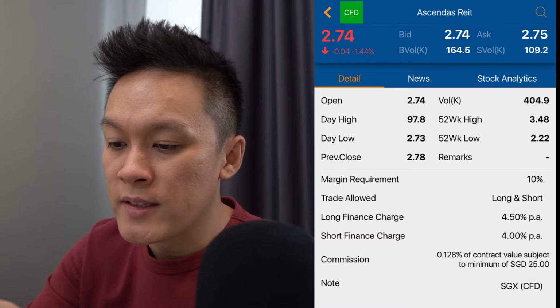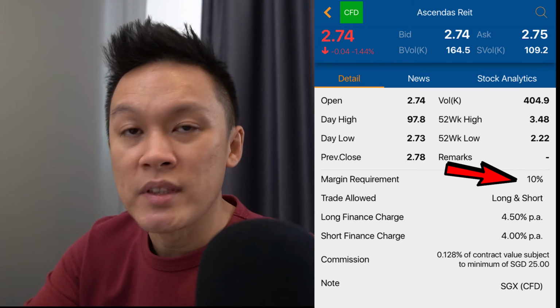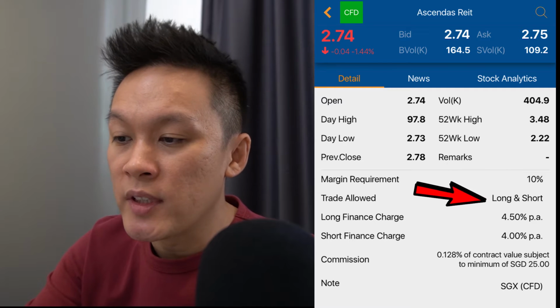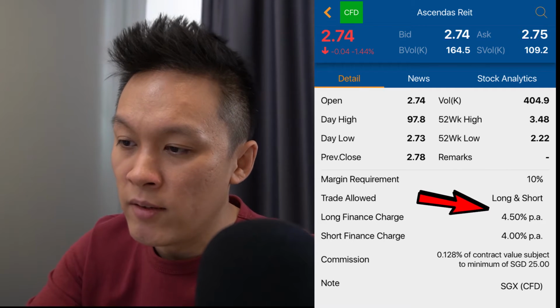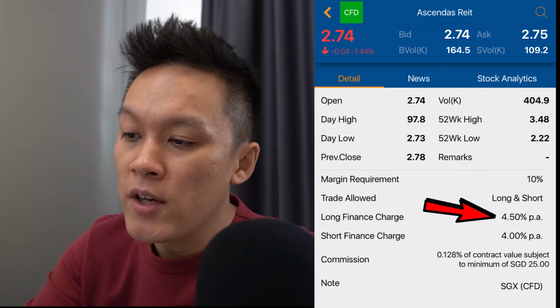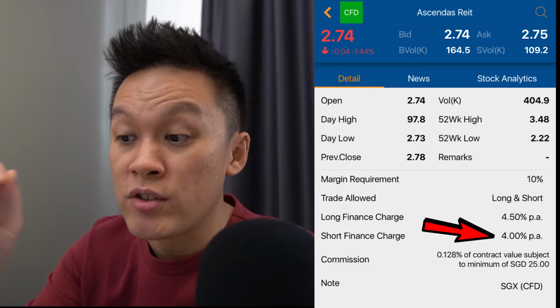The next thing over here is to go in and check on your mobile app what the important things are that you need to check. If you look at Ascendas REIT, the things you need to take note of are, first of all, margin required is 10%. Is it available for short selling? The answer is yes, trade allowed long and short. Long finance charge is 4.5%. Short finance charge is 4%.